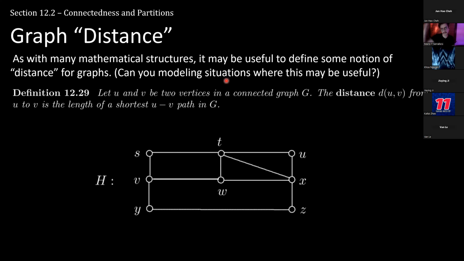We can define all sorts, but typically graph distance functions are like this: if we have two vertices in a connected graph G, then the distance from U to V is the length of the shortest UV path in G. And the Kevin Bacon graph is just this distance function applied to a graph where the vertices are actors and the edges are whether they worked in a movie together or not.